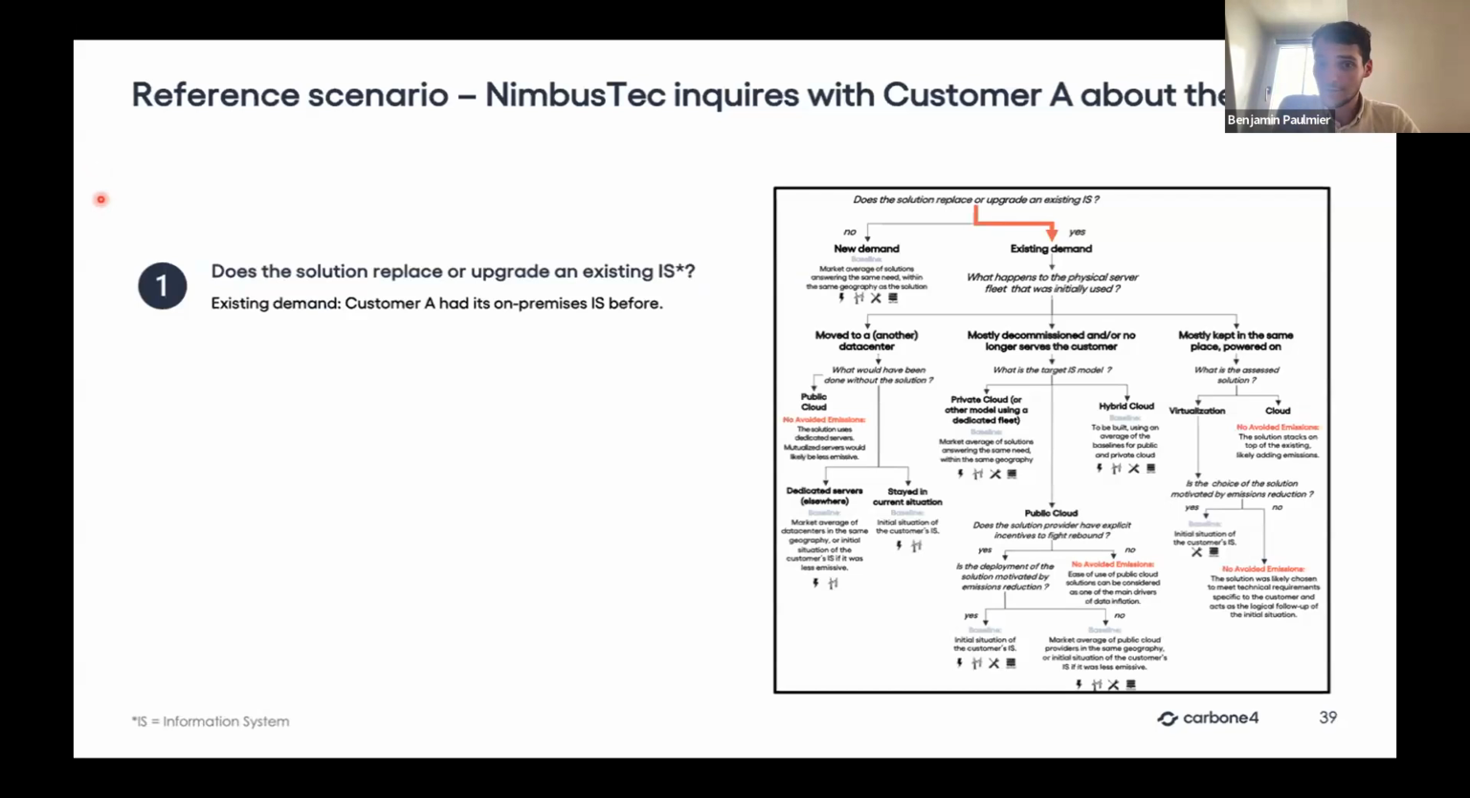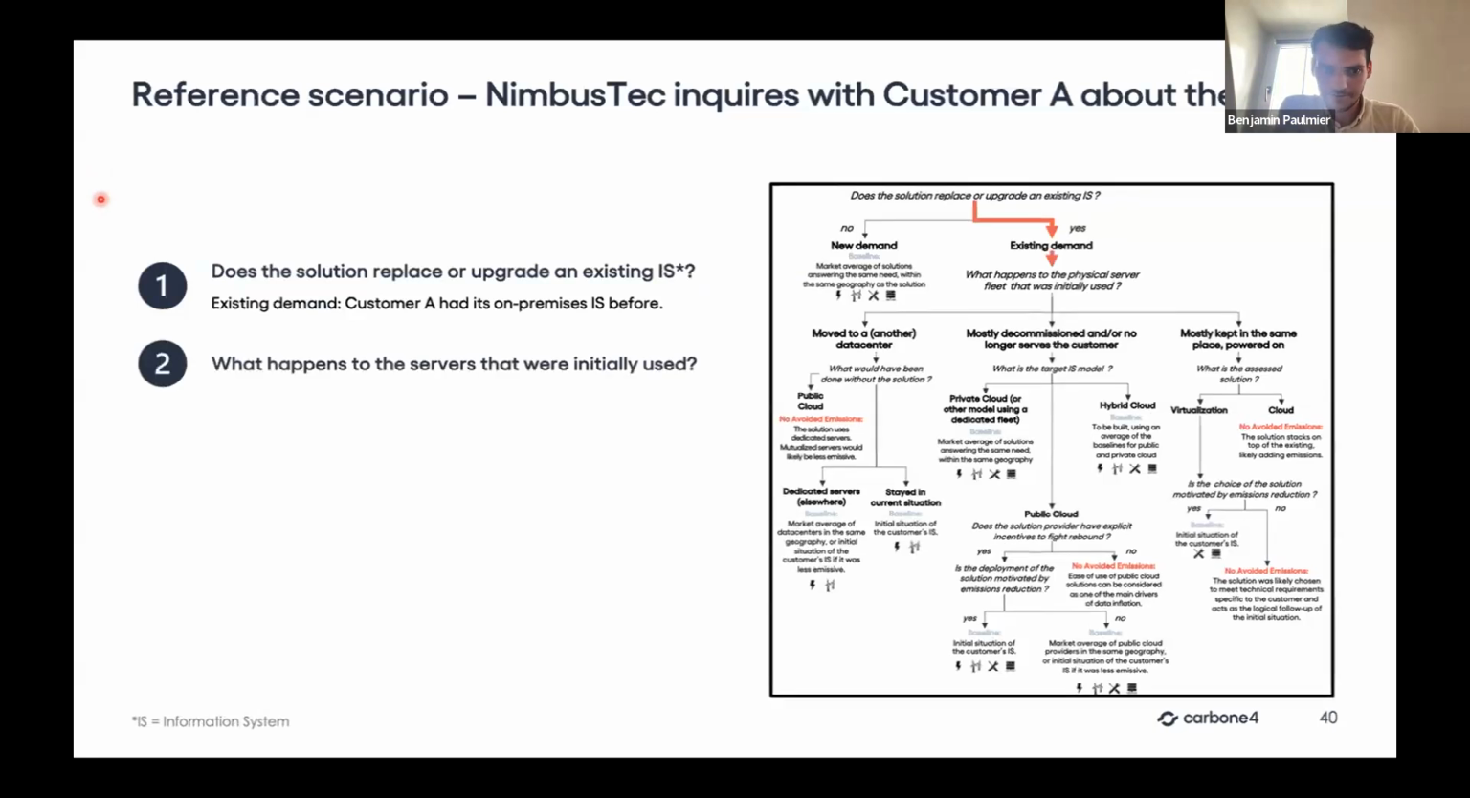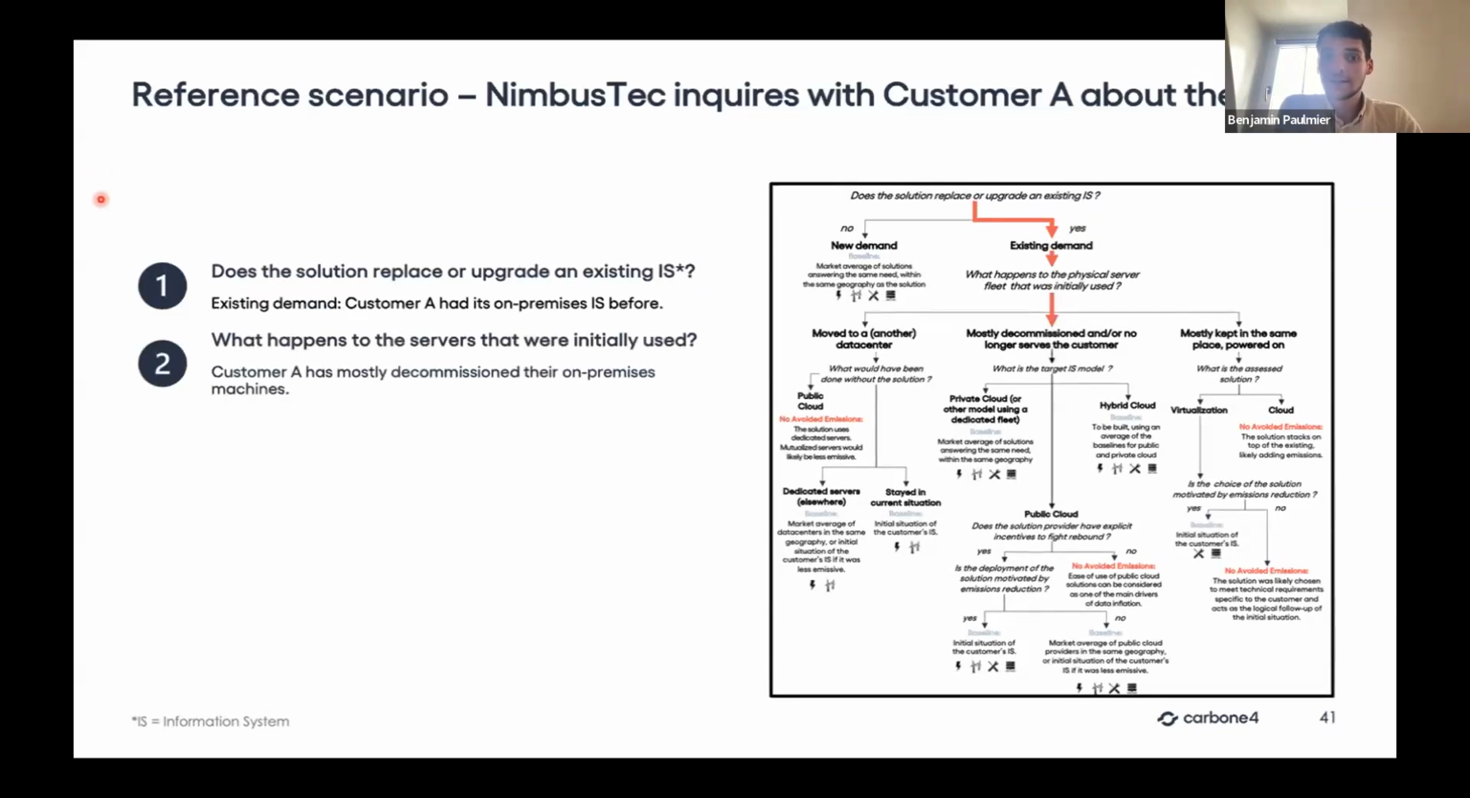If it were a new demand, we'd have to stop here and compare ourselves to the market average of other cloud providers. Then what happens to the servers that were initially used? Customer A said they mostly decommissioned their on-premises servers. If they were mostly kept in the same place, powered on, we would probably simply stack the cloud solution on top of the existing on-premises and have no avoided emissions. That's not the case, though, so we can keep on with the assessment.